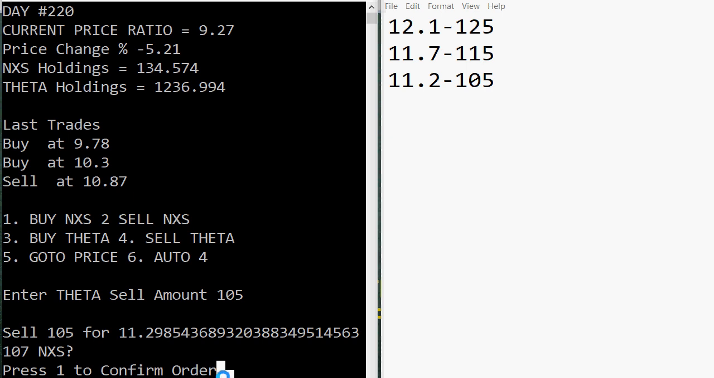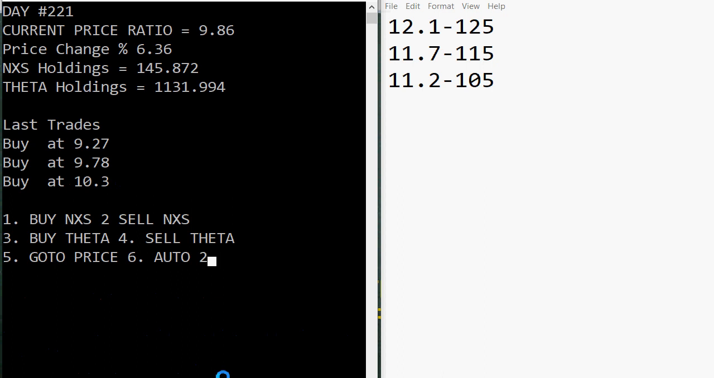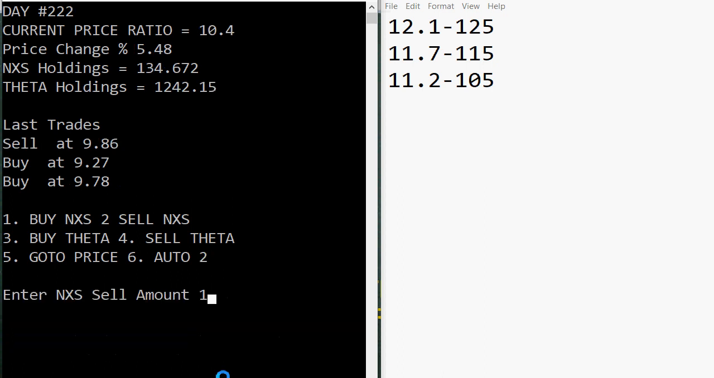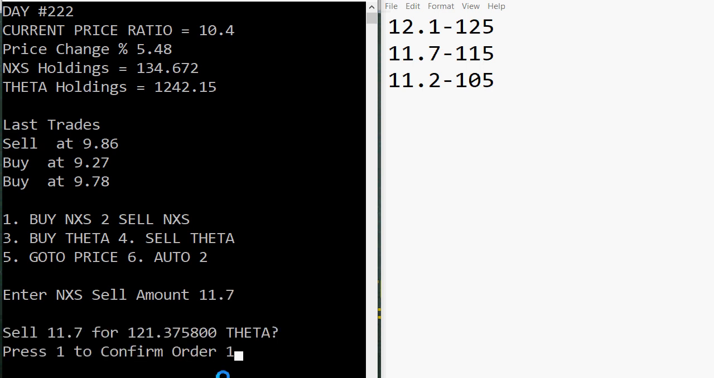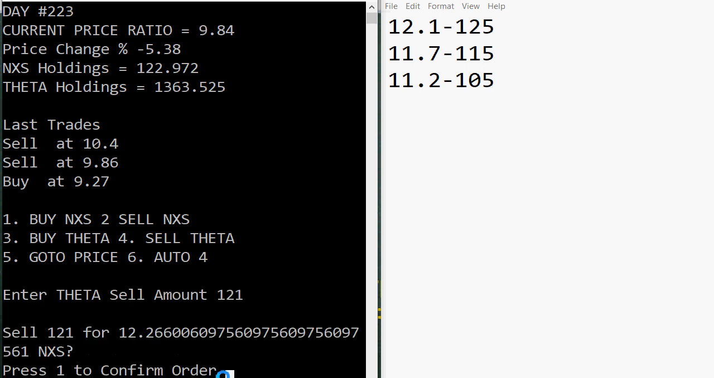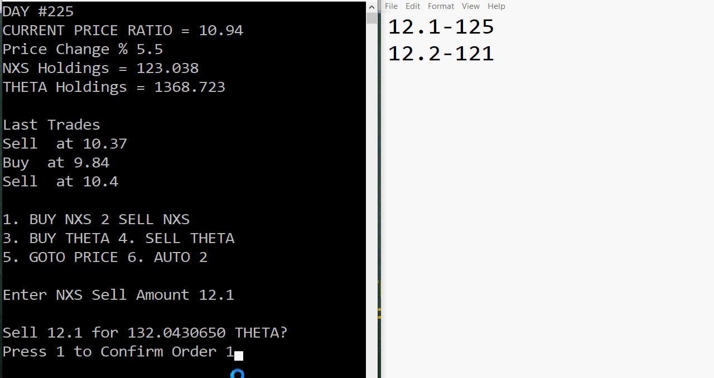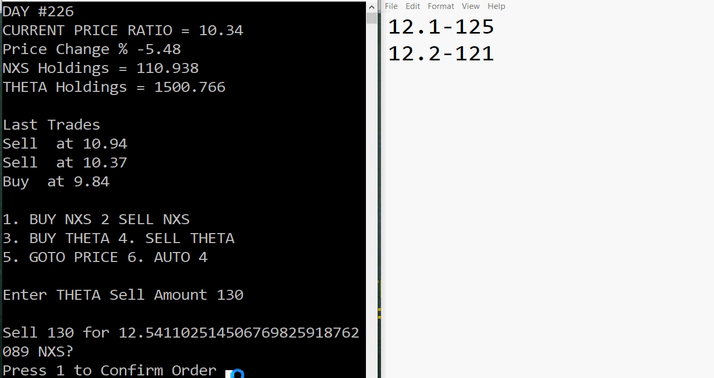And again, I'm rounding 11.29 because if it's a plus, that's what I'm going to sell as 11.2. And it is, so I'm going to sell that and pick up 110. And then I'll sell the 11.7. Pick up 121. So I can now sell 121 here. And it goes up, so I'll sell the 12.2, get 126. Sell the 12.1. Get 132. And let's sell 130 of them. Keep two of them. Plus the decimal.